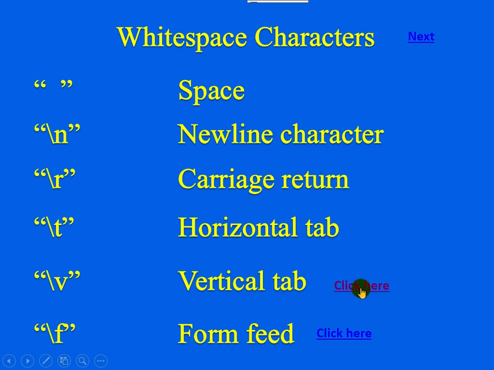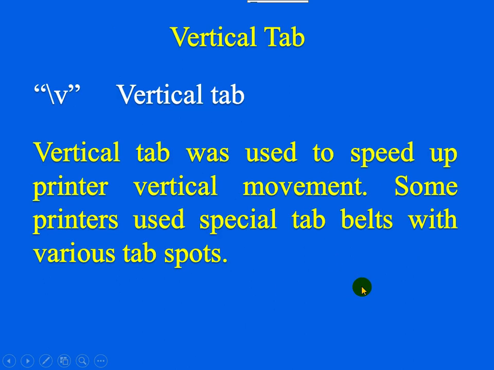Now for a better understanding, what is the vertical tab character? Vertical tab was used to speed up printer vertical movement. Some printers use special tab belts with various tab spots. So in order to speed up the printer vertical movement, we make use of backward slash v, or the vertical tab character. So for the exam, you need to remember only the symbol and name. Okay, that is all what is important.